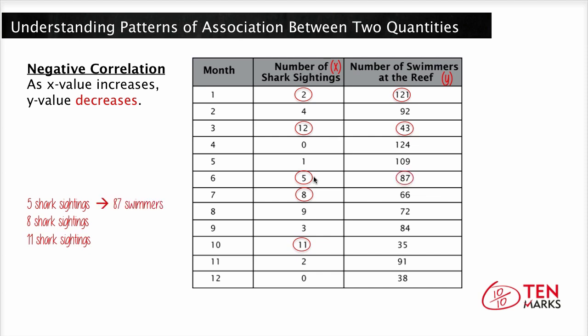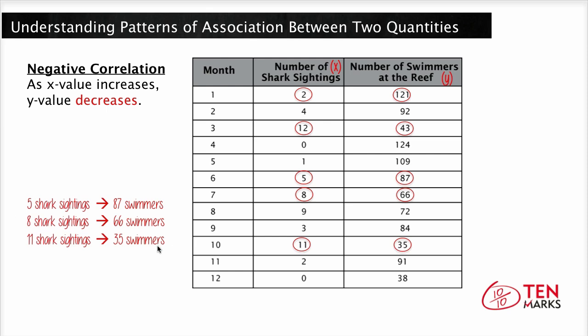At 5 shark sightings, we had 87 swimmers. When there were 8 shark sightings, it decreased to 66 swimmers. And with 11 shark sightings, it plummeted to 35 swimmers. Now in general, there is a negative correlation here.